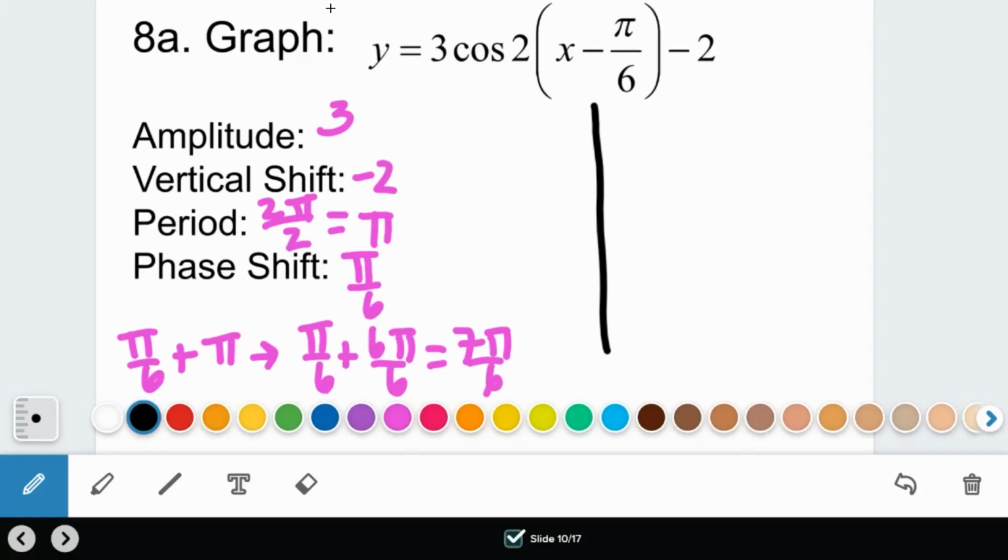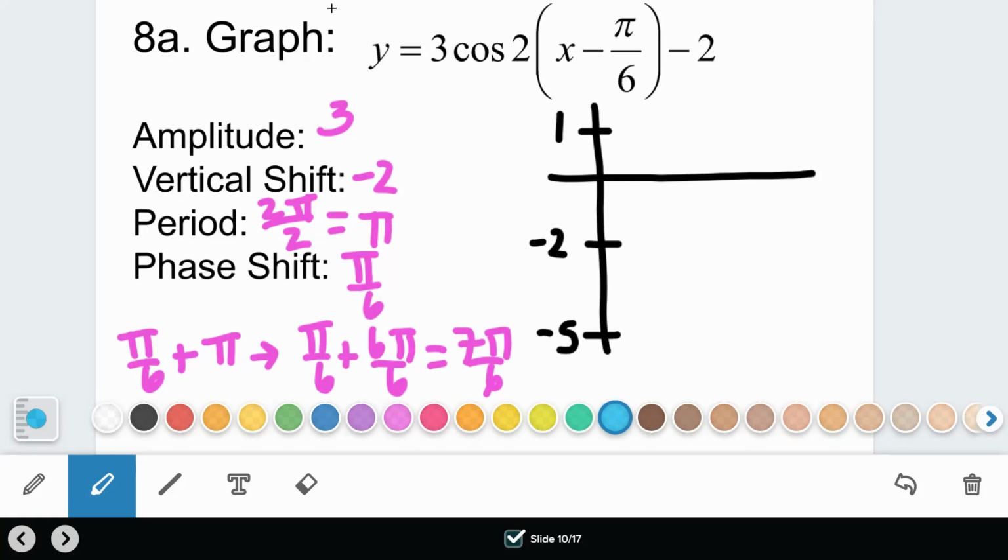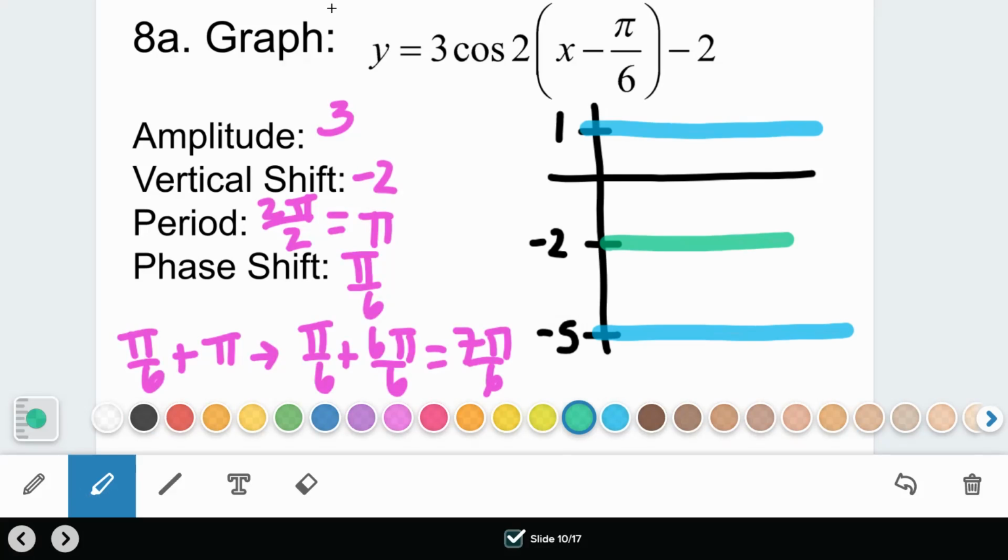So when I draw my graph, I am going to be starting down at -2. We're going to go 3 below that, which is -5. We're going to go 3 above that, which is going to push us up to 1. And my highs are going to be at 1. My lows are going to be at -5. And my vertical shift, where I'm going to have my zeros, is at -2.